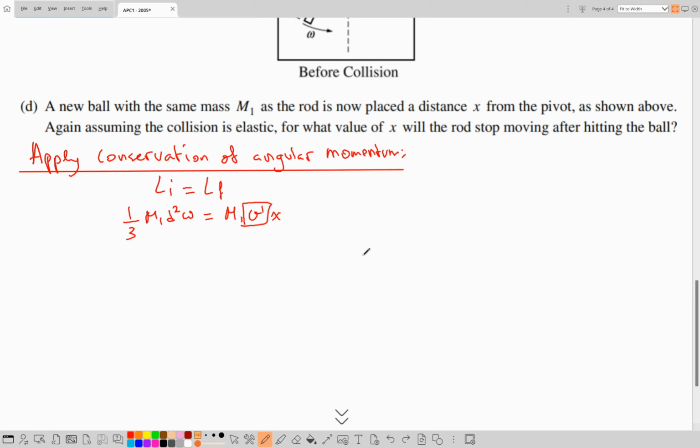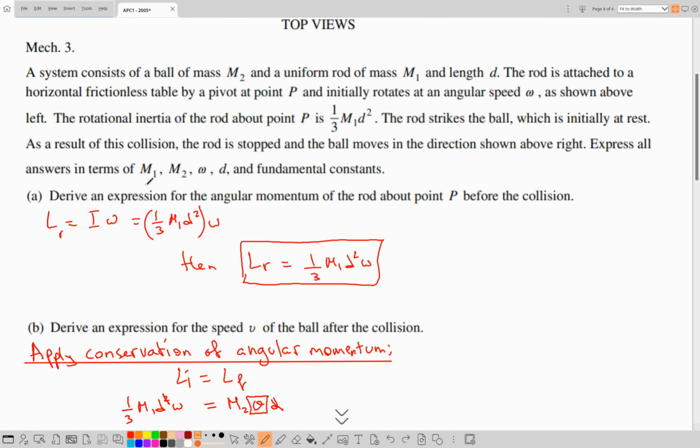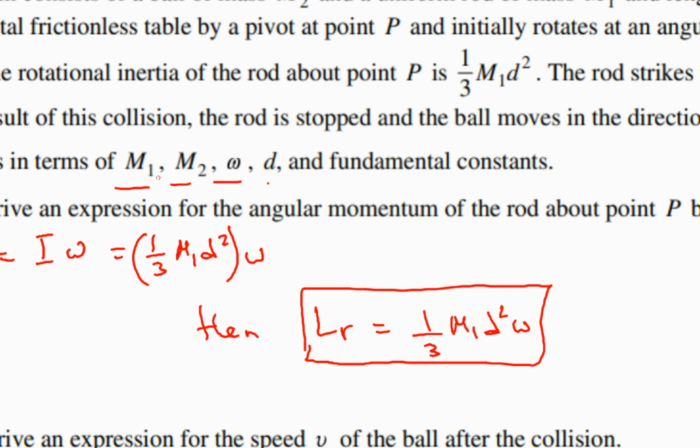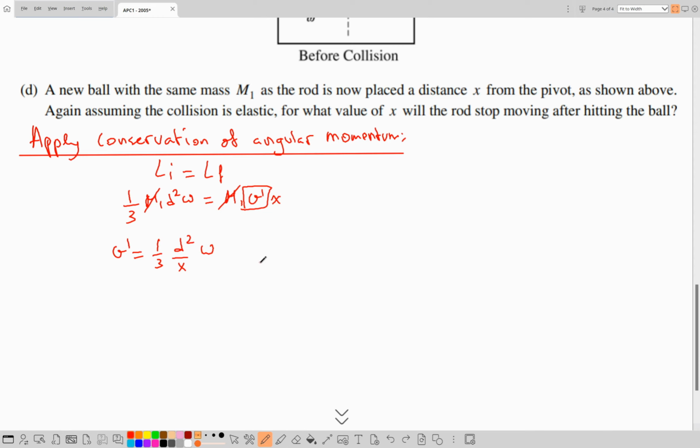We're interested in determining v prime. So in this case, m1 with m1 would cancel. Now v prime would be given by 1 over 3 d square divided by x multiplied by omega. Here they didn't tell us to determine the numerical value of x, so we refer to the previous statement: we need to express our answer in terms of m1, m2, omega, and d. And if you notice carefully, in this case this is not an acceptable answer because we don't know what v prime is.